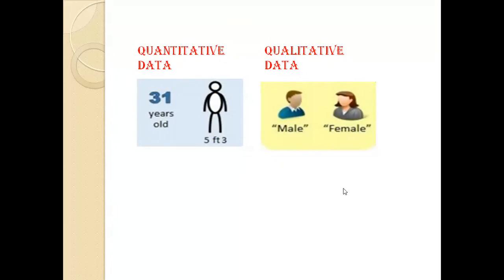Here we see the diagram of qualitative and quantitative data for better understanding. Like 31 and 5.3 are numbers, it is an example of quantitative data. But male and female are words, that's why it is an example of qualitative data. Means qualitative data takes words and quantitative data takes numbers.